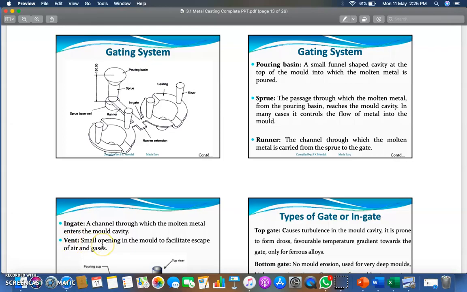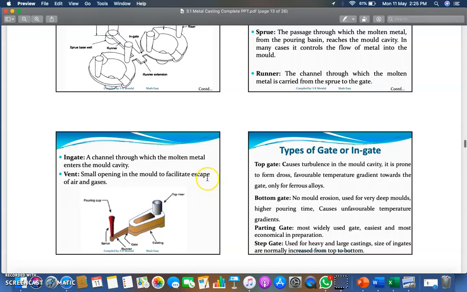Now next is the vent. A small opening in the mold facilitates the escape of air and gases. It means they are providing some space so that whenever there are some gases or air, they can be removed through the vent. Now what are the types of gates or ingates? These are the few types of gates which you have to see. First is the top gate, next is the bottom gate, then the parting gate, then the step gate.